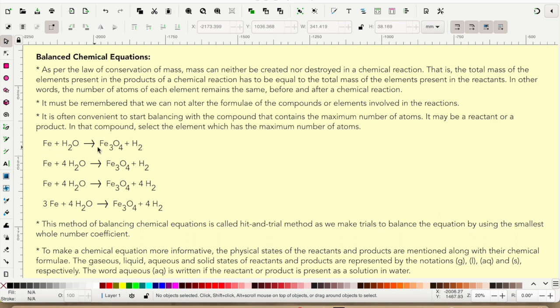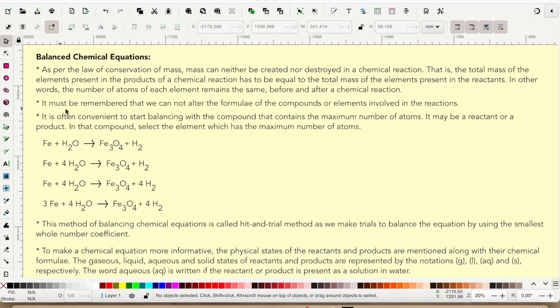Let us see if this chemical equation is balanced or not. There is one iron atom on the left hand side and 3 iron atoms on the right hand side. So iron atoms are not balanced. There are 2 hydrogen atoms on the left hand side and 2 hydrogen atoms on the right hand side. So hydrogen atoms are balanced. There is one oxygen atom on the left hand side and 4 oxygen atoms on the right hand side. So oxygen atoms are also not balanced. Overall, the chemical equation is not balanced.